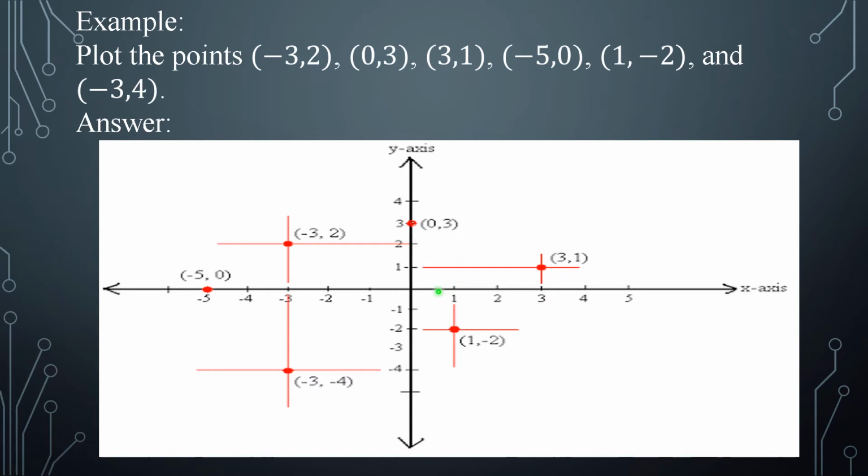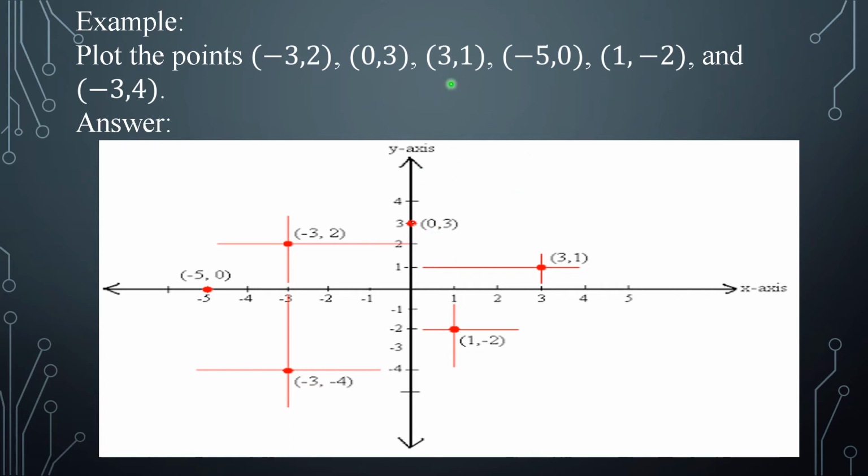You can actually do it like this because 0 is the x-coordinate, so this is 0. 3 is the y-coordinate, so that's 3. So as you can see, that's the intersection. So 0, 3.